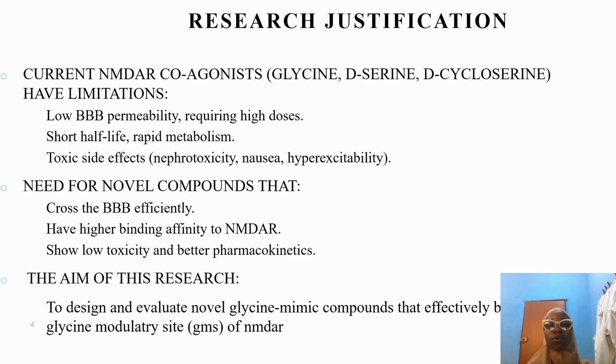Existing NMDAR co-agonists, such as glycine, D-serine, and D-cycloserine, have significant limitations, including low blood-brain barrier permeability. Thus, they require high doses, and have short half-life and rapid metabolism. They have toxic side effects such as nephrotoxicity and hyperexcitability. This research aims to design novel compounds that cross the BBB efficiently, exhibit higher binding affinity to NMDAR, and demonstrate low toxicity with improved pharmacokinetics.